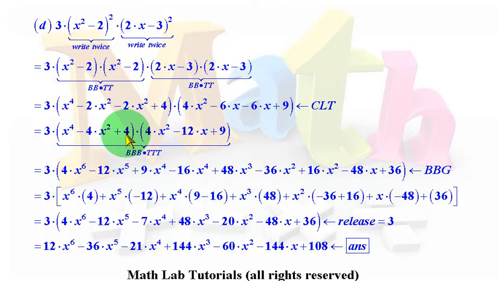Let's turn to the third bullet. 4 dot 4x squared is 16x squared. And 4 dot negative 12x is minus 48x. And 4 dot 9 is 36.